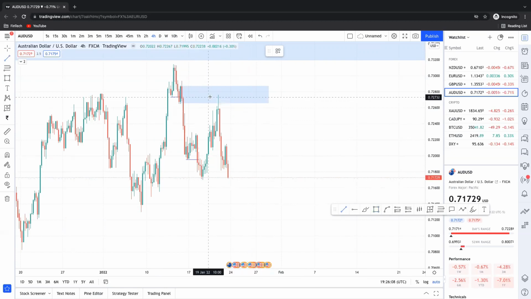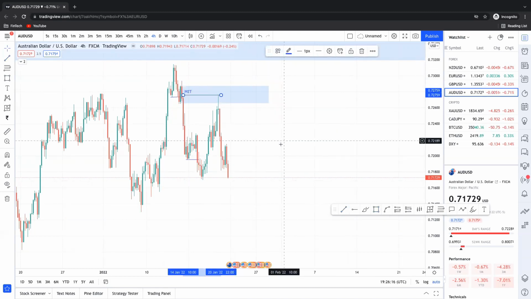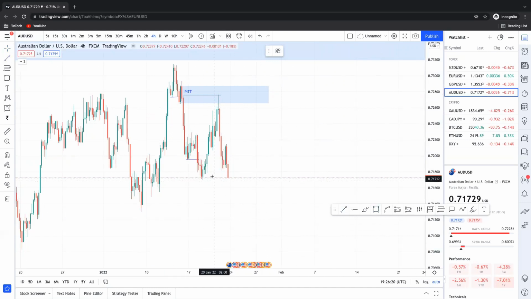Now, we got a mitigation point here. This is a point of mitigation on this time frame. Let's mark it as mitigation, and this break of structure will happen tomorrow. It hasn't happened yet, on this time frame. This will be your order block on this time frame if it breaks the structure, but your point of invalidation will be here. Just keep that in mind.